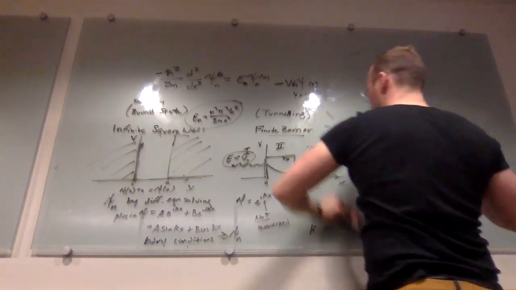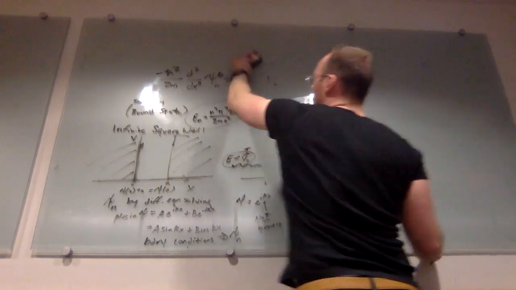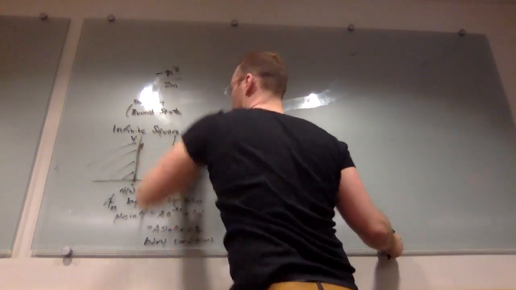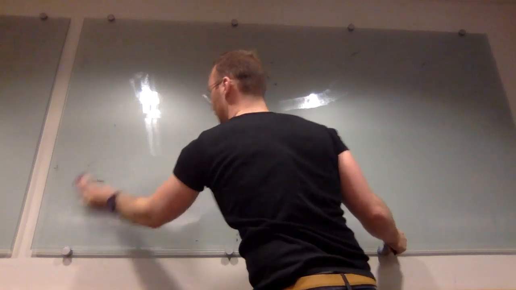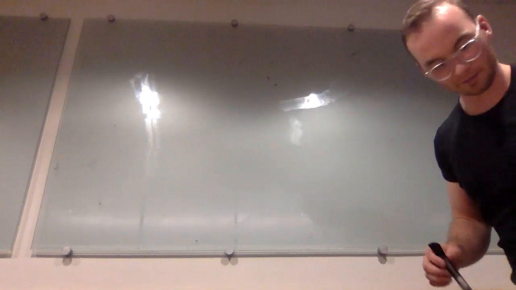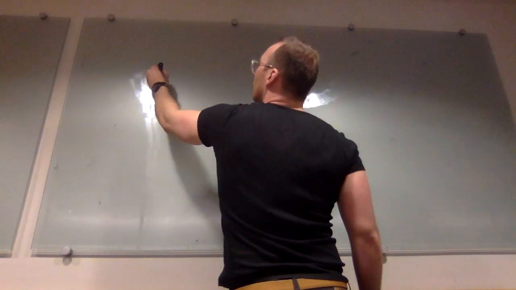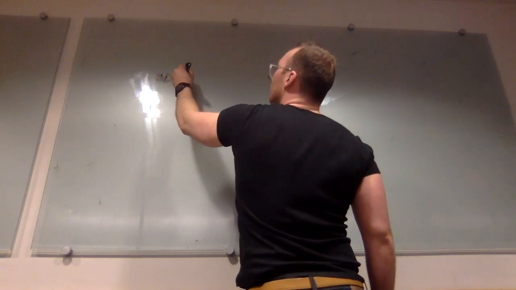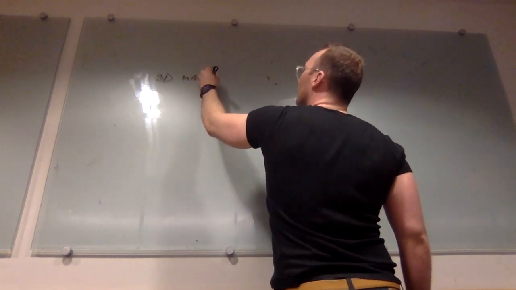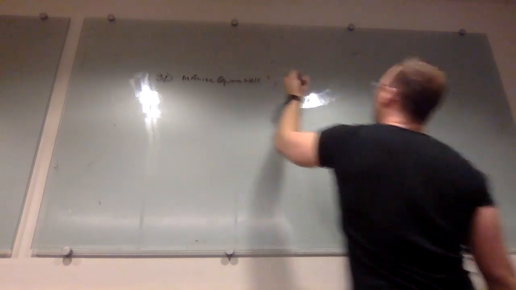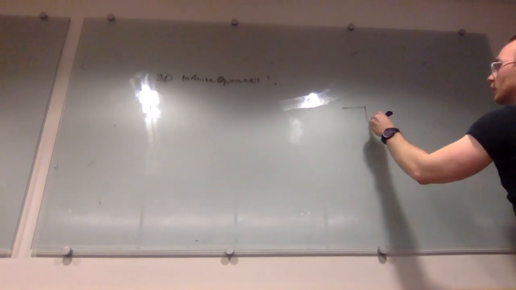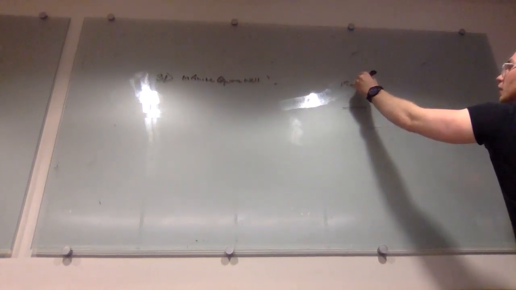Oh, okay. I just remembered one thing. I need to do the 3D version. Okay, sorry. 3D infinite square well, and then I'll do the finite barrier, or sorry, finite well.